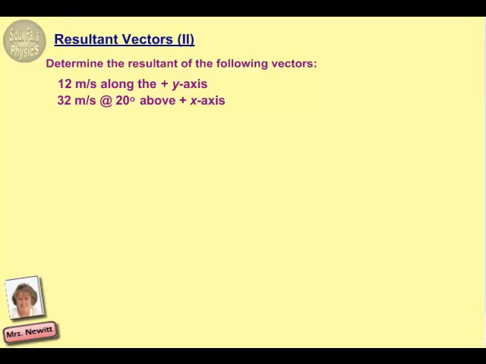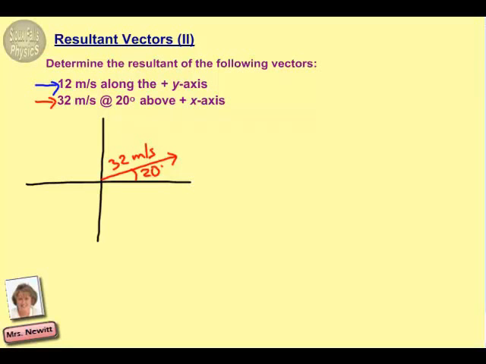So the first thing that we're going to want to do here is sketch out a little diagram, and it doesn't necessarily need to be perfectly to scale at this point, but enough to show us what general direction we're going to be looking at. We'll start with this vector here, 32 meters per second at 20 degrees above the positive x-axis. That would be off in this quadrant here. So we have 32 meters per second with an angle of 20 degrees. Our other vector is 12 meters per second along the positive y-axis.